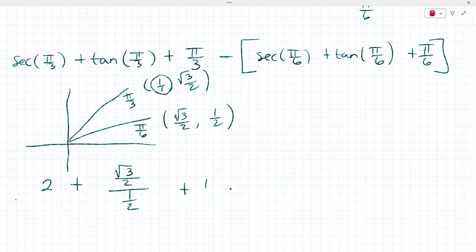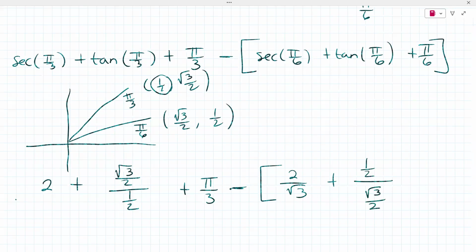Plus pi over 3 minus secant of pi over 6. Here's pi over 6, secant is the reciprocal of cosine, which is 2 over radical 3, plus tan of pi over 6. The tan of pi over 6 is the y over x. That's 1/2 divided by radical 3 over 2, plus pi over 6.